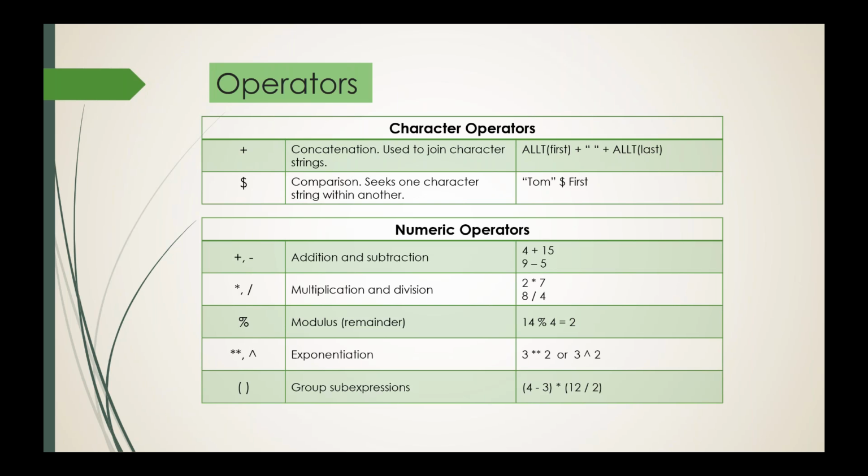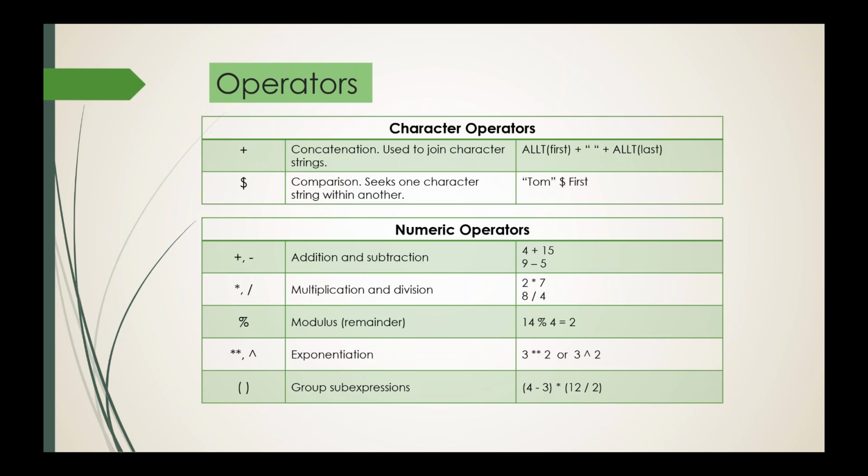Then we have our numeric operators, and these are basically just the standard numeric operators that you see: addition and subtraction, multiplication and division. Those are pretty simple. Then we have modulus, which is the percent sign. When you use the percent sign on two numeric values, that's going to get you the remainder. So here we have 14 modulus 4, which basically means 14 remainder 4. 4 times 3 is 12, the remainder is 2. 14 modulus 4 equals 2.